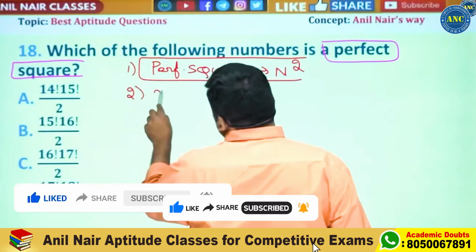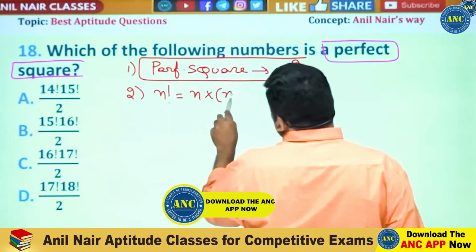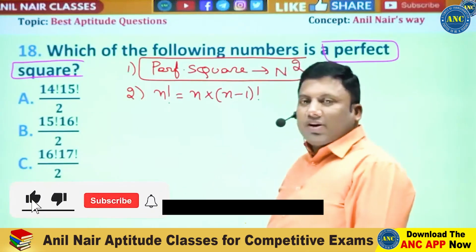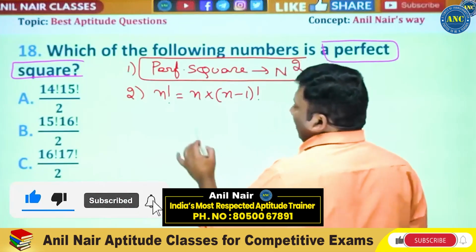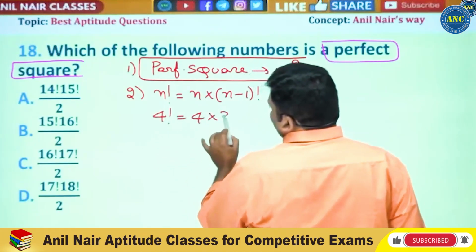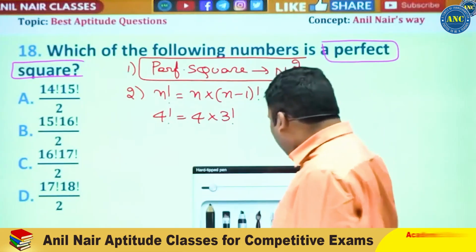Second point, n factorial is given by n into n minus 1 factorial. 4 factorial is given by 4 into 3 factorial. We will use these two important key points and we will try to solve the problem.